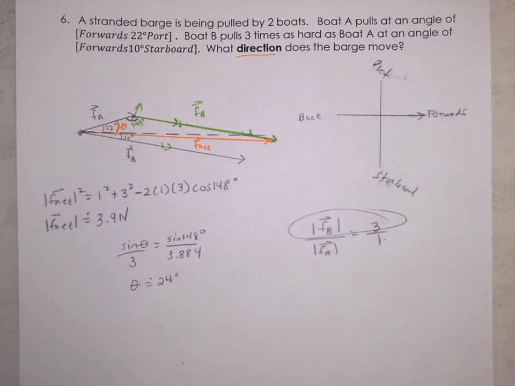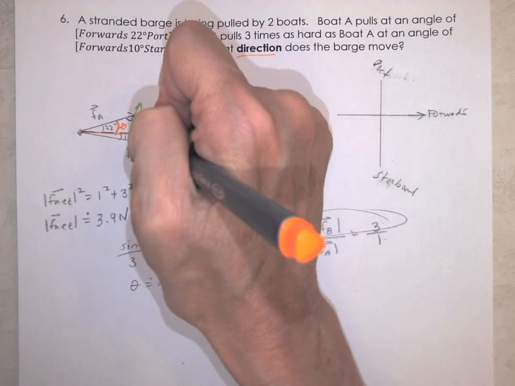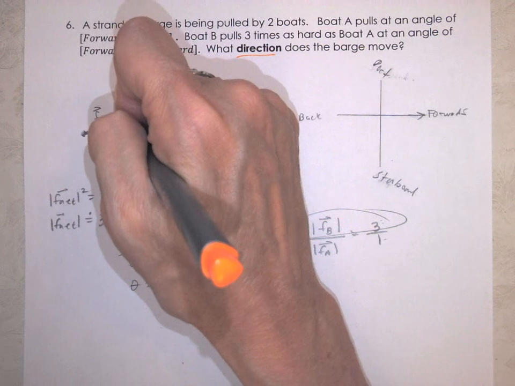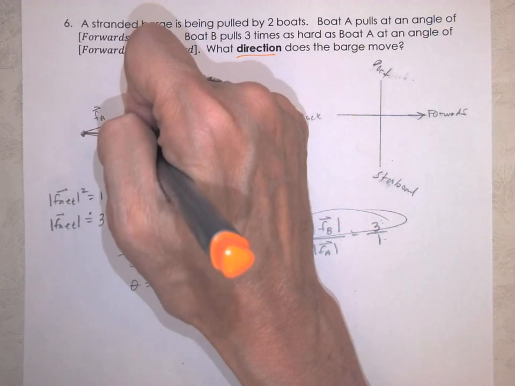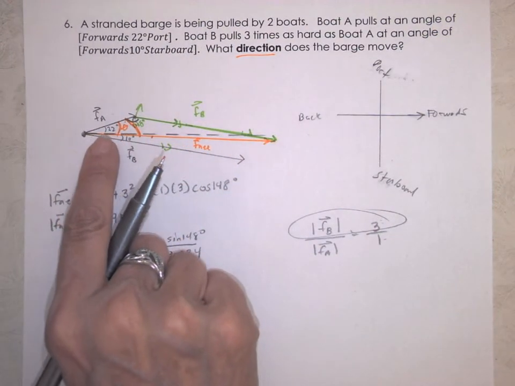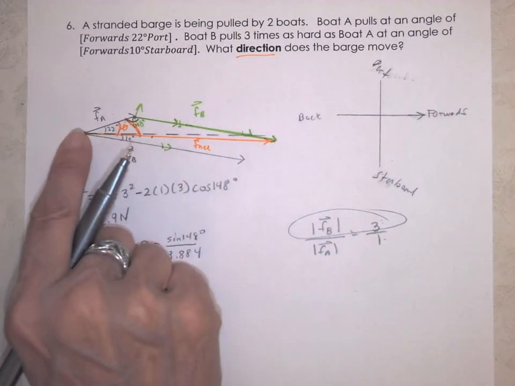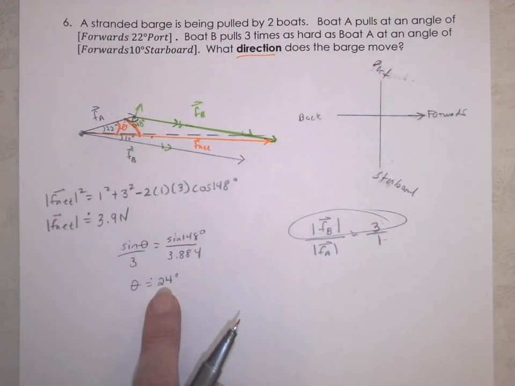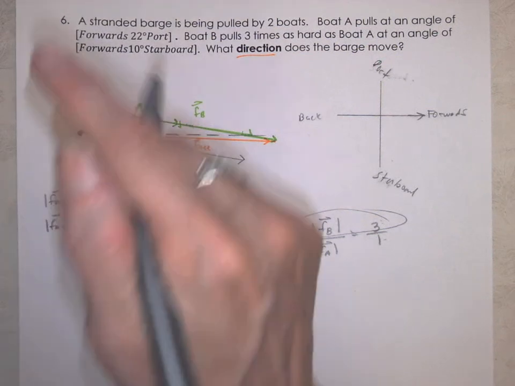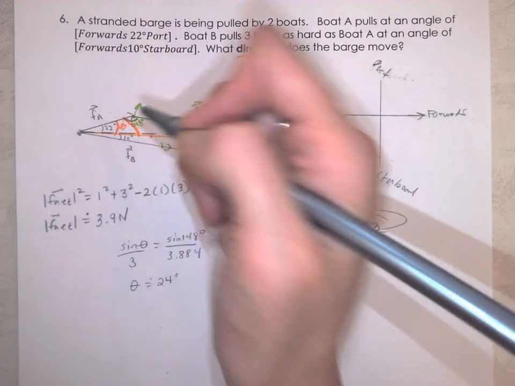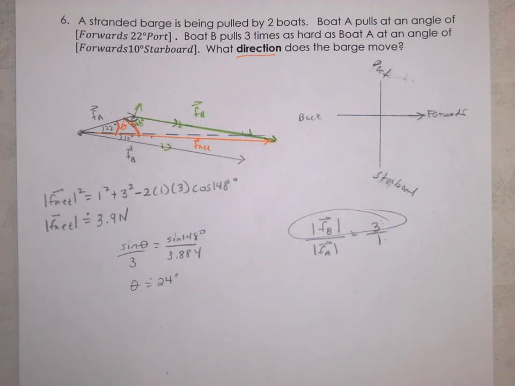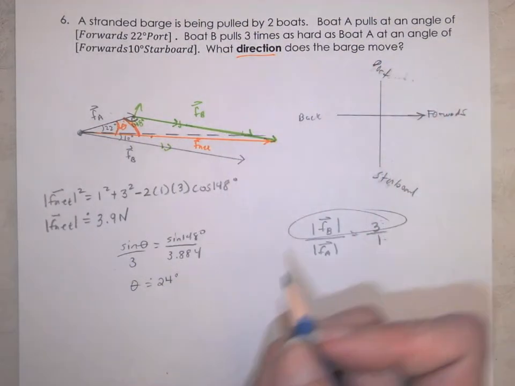So again, this is the angle between this orange F net force and the F_A force. That angle in there is what we're looking at. If it turned out it was 22, then our boat would end up just going straight forwards, right? And we said if it's bigger than 22, then it's gone into the starboard side a bit, but only by 2 degrees, we can see that. So what direction does the barge move?